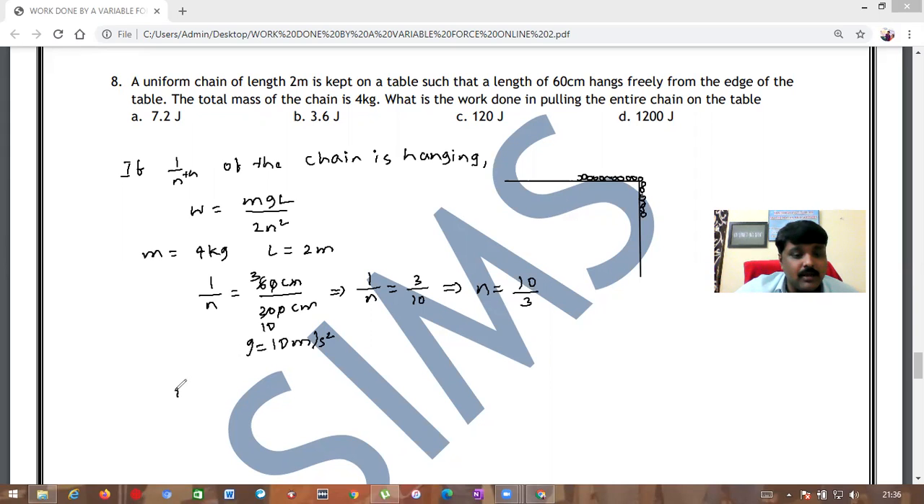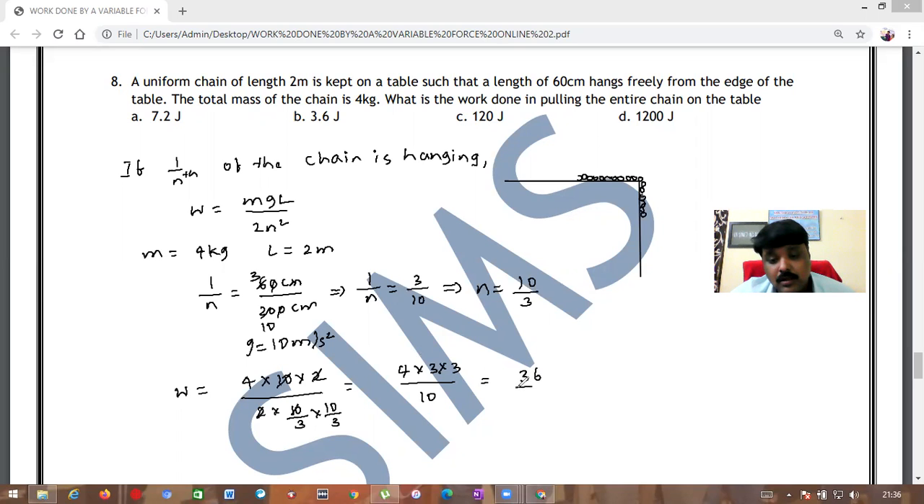Hence, the work done W equals mgl by 2n square. 4 into g is 10, into l, we have 2 meters, by 2n square, that is 10 by 3 into 10 by 3. 10 gets cancelled, 2 and 2 also get cancelled. Finally, 4 into the 3 threes goes upward by 10. 3 threes 9, 9 fours 36 by 10. That is, the work done in pulling the chain onto the table is 3.6 joules. Here is our option P.